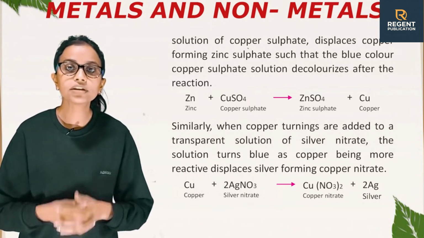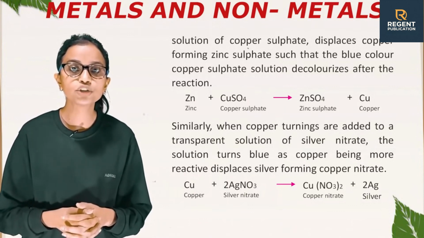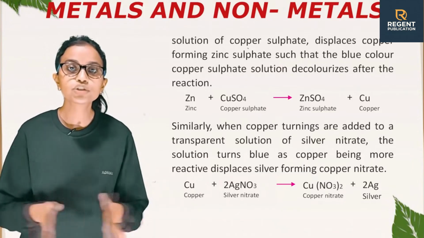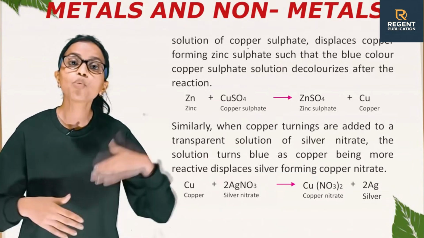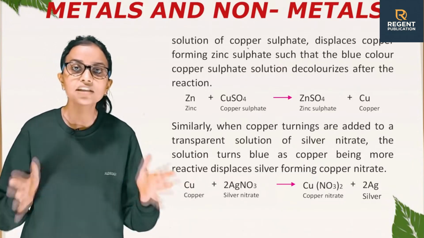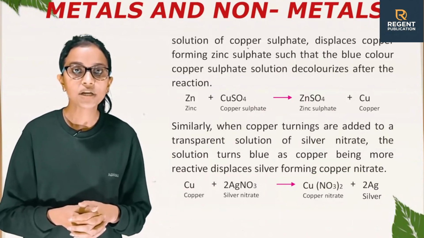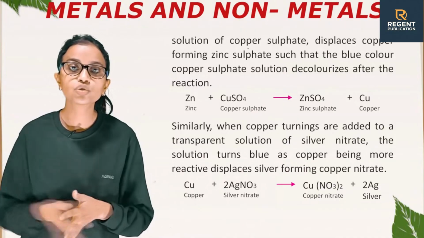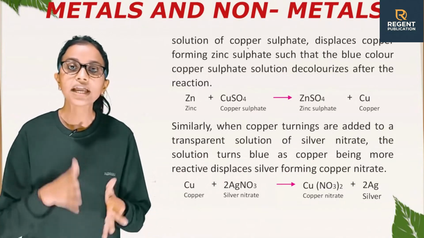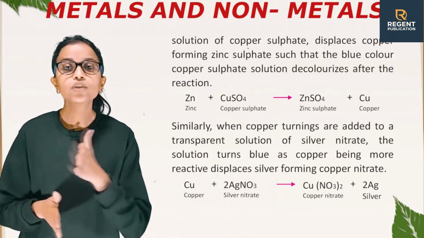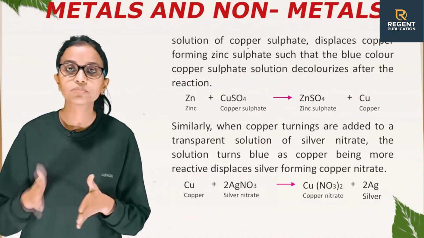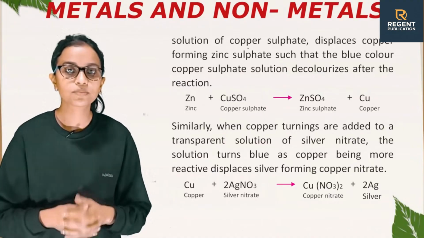Similarly, when copper turnings are added to a transparent solution of silver nitrate, the solution turns blue as copper, being more reactive, displaces silver forming copper nitrate. Cu, copper, plus 2AgNO3, that is silver nitrate, gives Cu(NO3)2, copper nitrate, plus 2Ag, silver.